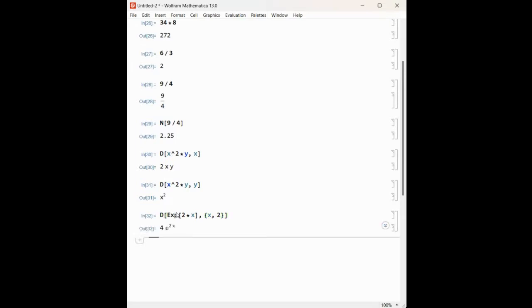This is the second derivative of this function. If you want more, you now put the number here, which tells us how many times we want to differentiate the function.